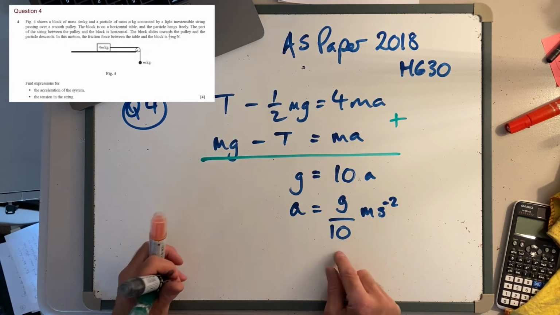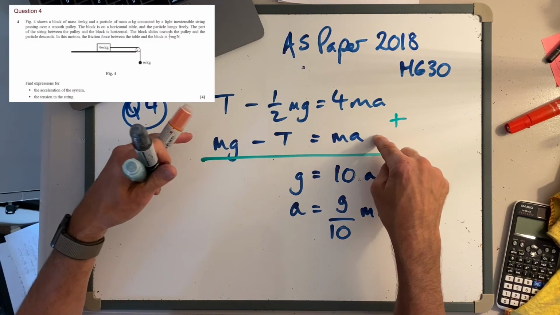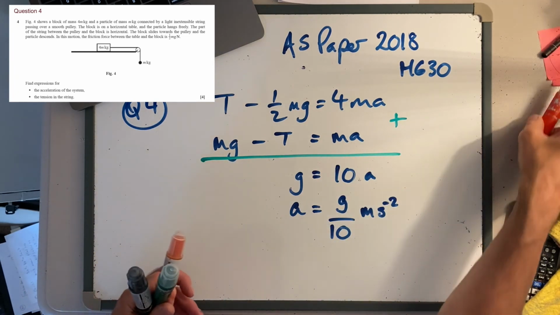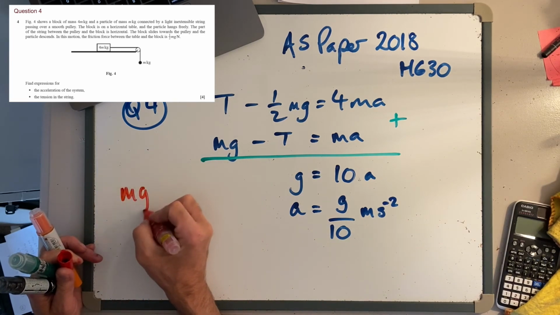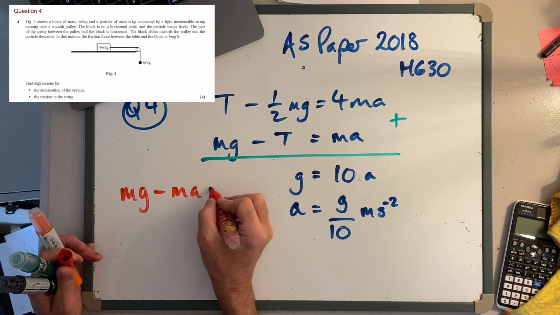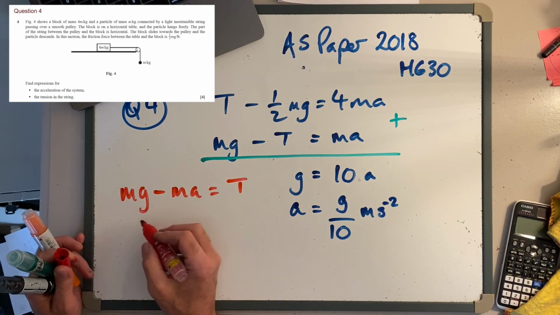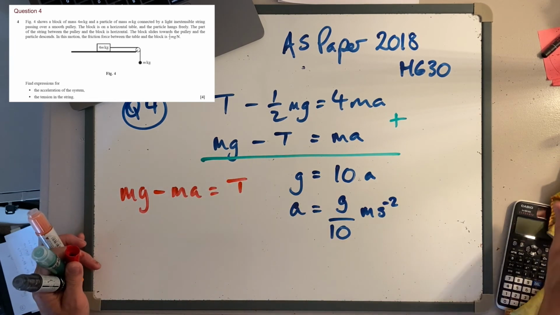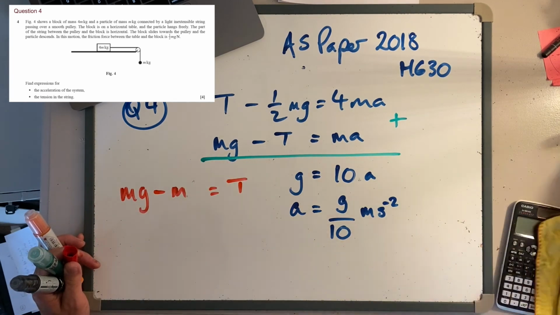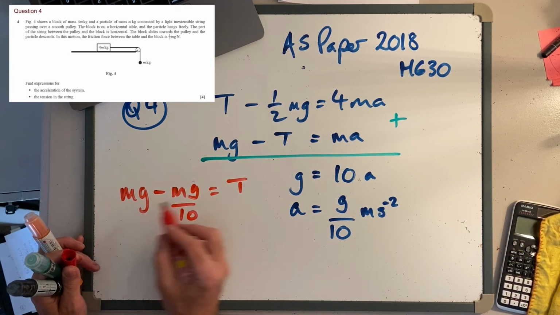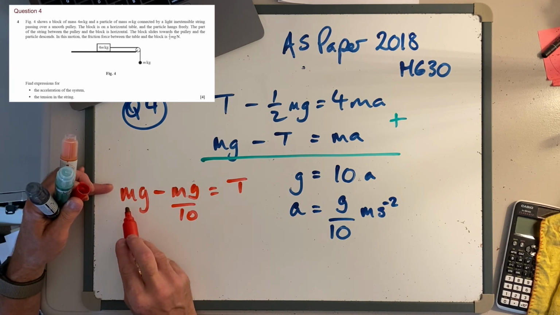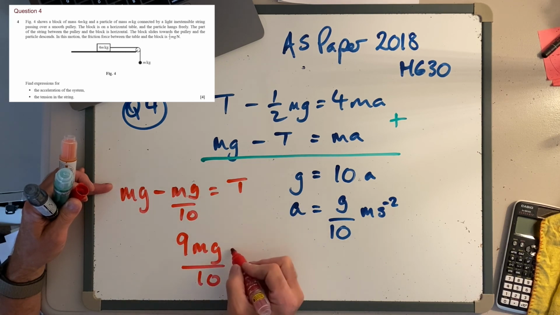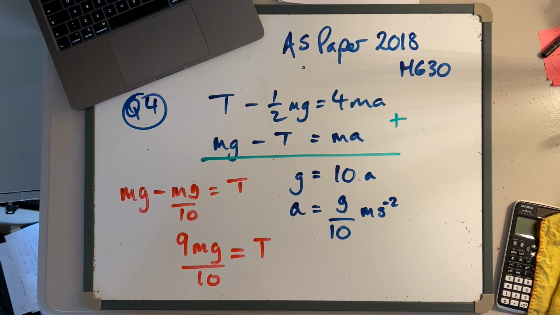Okay, now to find the tension, simply put it into one of these equations. Let's choose this one here. We can do that quite easily. So I know I've got mg, put that over to there, minus ma equals T. And so therefore I now can say a equals g over 10. So that's a 10th g. And so therefore 1 minus a 10th is 9/10. So it's 9mg over 10 equals T. There you go.